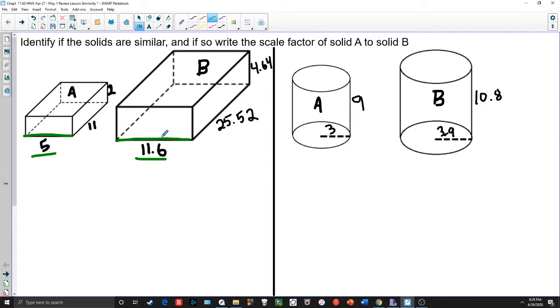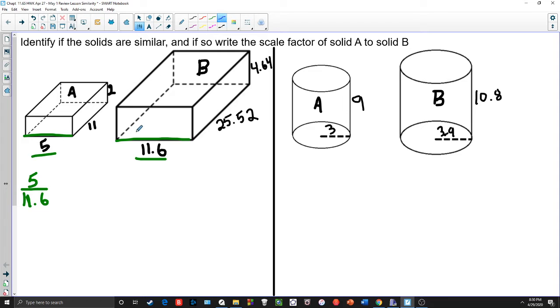These two green pieces are corresponding pieces because they both measure the same thing about their respective shapes. This is the bottom line going from left to right of this rectangle, and this is the bottom line going left to right of this other rectangle in the same position. So my first fraction is 5 over 11.6. It asks for the scale factor of A to B, so I put A on top and B on bottom. 5 is shape A, 11.6 is shape B.